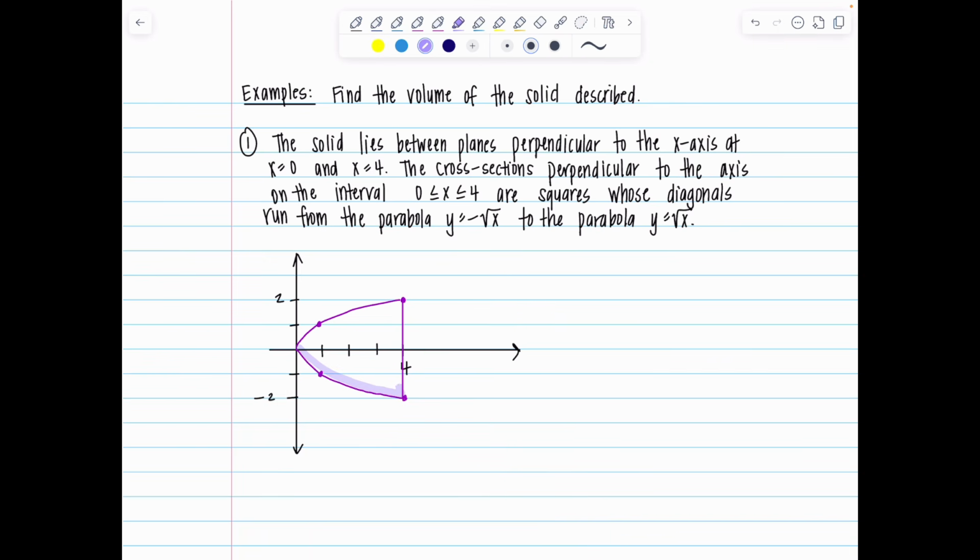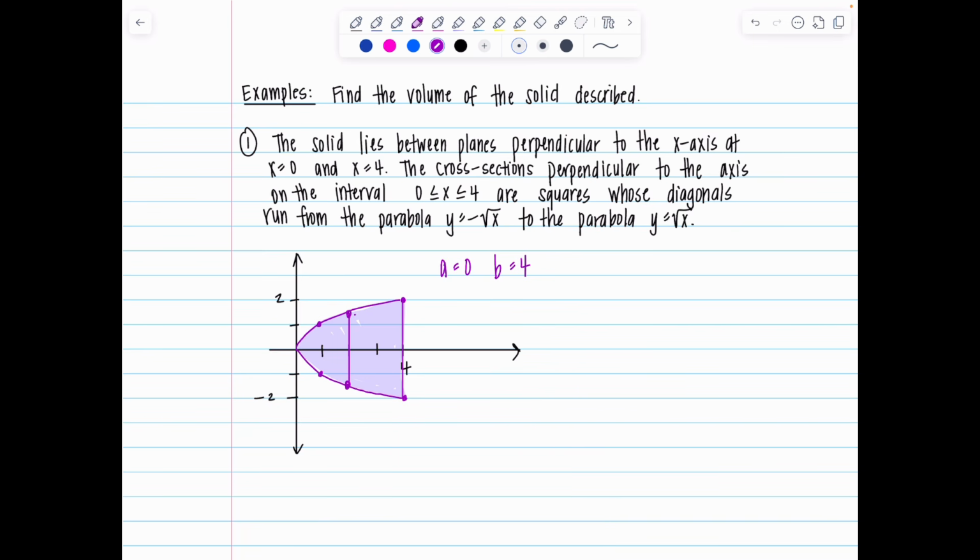We've got that. So maybe we should tell the people we already know what A and B are. We're ahead of the game. Cool. So A equals 0, B equals 4. And then here's the peculiar thing. So the slices here are squares whose diagonals run from the parabola negative rad x to rad x.